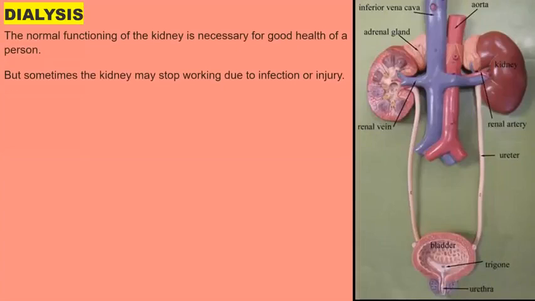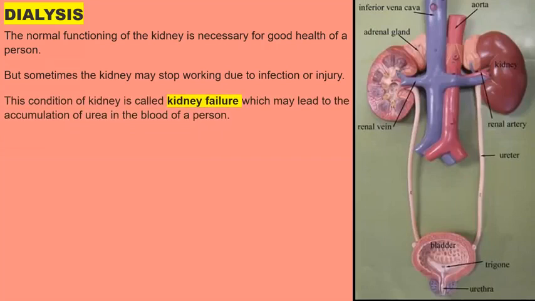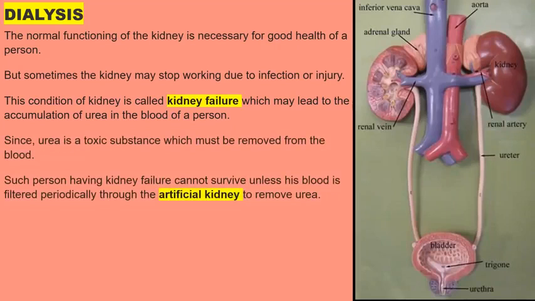Dialysis. The normal functioning of the kidney is necessary for good health of a person. But sometimes the kidney may stop working due to infection or injury. This condition of kidney is called kidney failure, which may lead to the accumulation of urea in the blood of a person. Since urea is a toxic substance, it must be removed from the blood. Such a person having kidney failure cannot survive unless his blood is filtered periodically through the artificial kidney to remove urea.